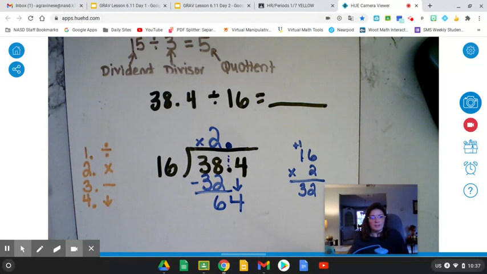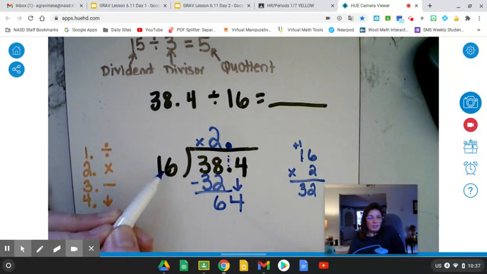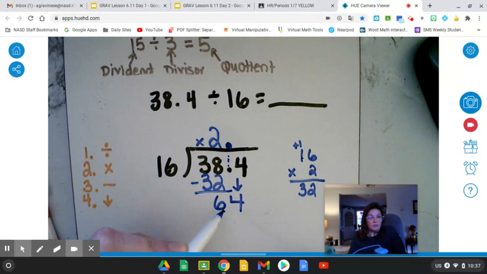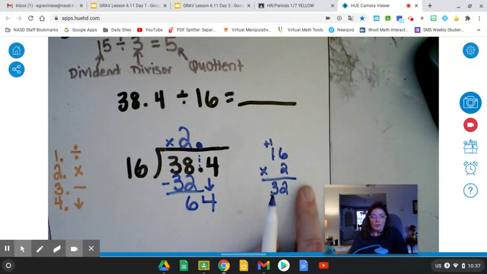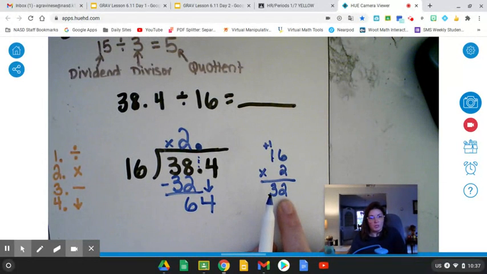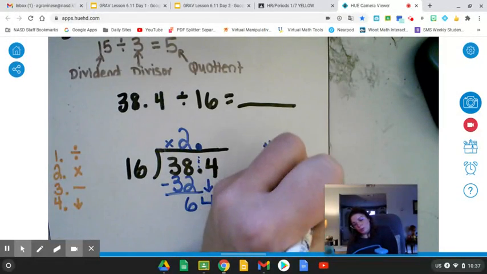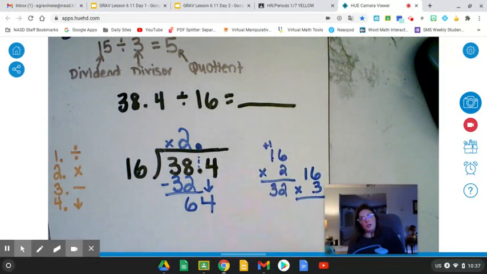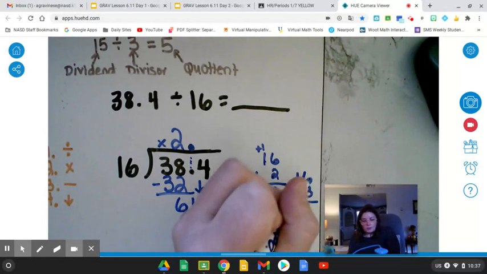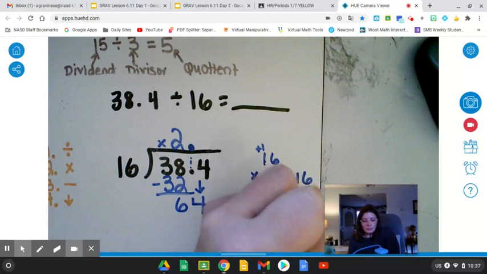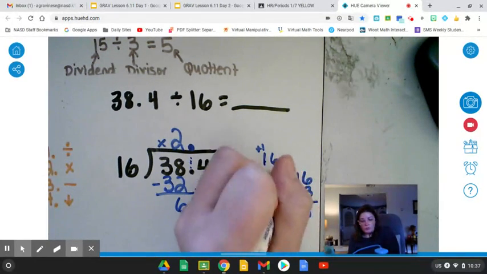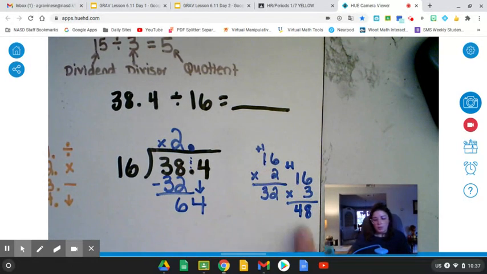All right, so we're back to dividing again. How many groups of 16 can I take out of 64? Well, over here, I remember that 2 of them were 32, so it's got to be more than 2. So here's where you might do a little trial and error. Let's try 3. 16 times 3. 3 times 6 is 18. 3 times 1 is 3, plus 1 is 4. All right, we're getting there.